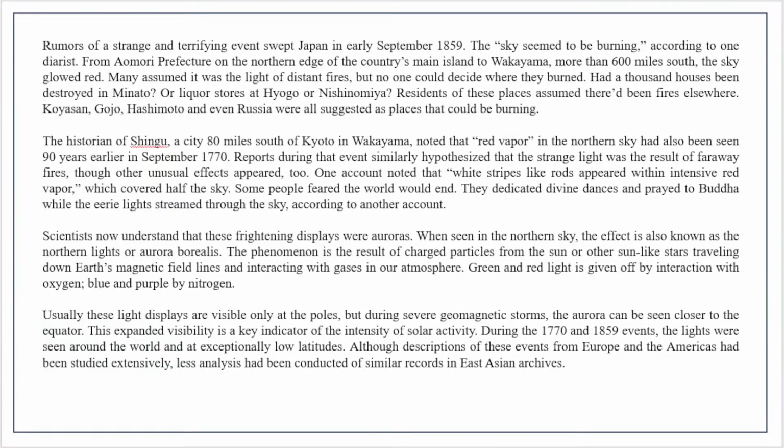From Aomori Prefecture, on the northern edge of the country's main island, to Wakayama, more than 600 miles south, the sky glowed red. So, see the vast expanse of sky that was glowing red? Take around 600 miles of the area. Many assumed it was the light of distant fires, but no one could decide where they burnt. So many people thought that the light was coming from some big, huge fire in some nearby city or place. But nobody could pinpoint where that fire was coming from.